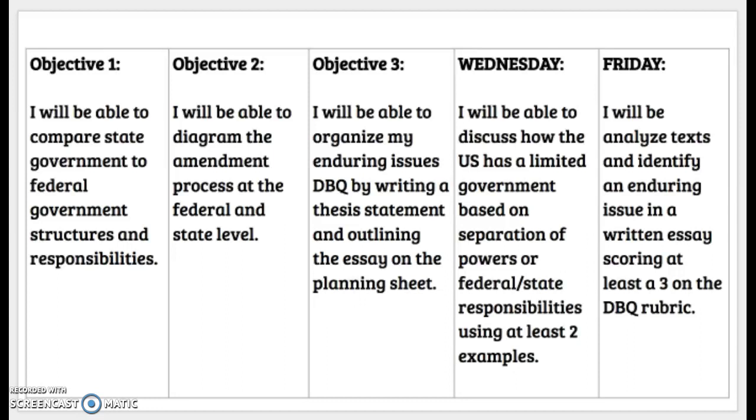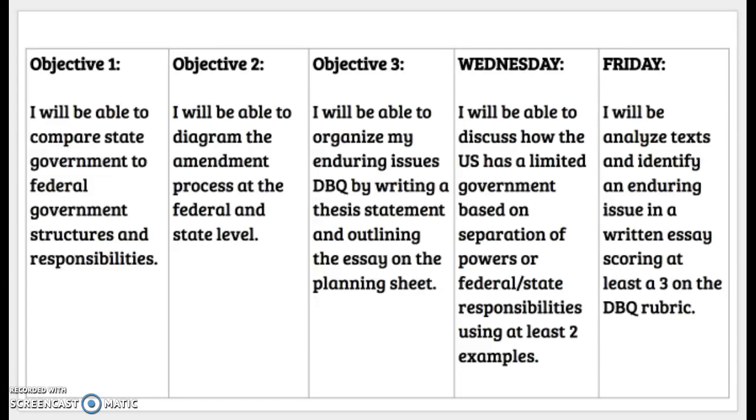Then moving forward, you will be able to diagram the amendment process at the federal and state level. Most states have constitutions, so you're going to be looking at those constitutions. How do you amend those? How do those states help amend the U.S. Constitution, etc.?